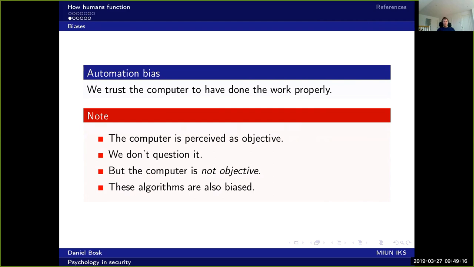So we don't question it because it works and it does its magic and it gives us a result which is correct in most situations. But the problem is the computer is not objective because these algorithms are biased. So they do things wrongly sometimes. And I mean, sometimes they have plain bugs that do things wrongly. But we have a bias towards trusting them. So this can cause a lot of problems, especially with automated decision making and things like that, because we don't question these. Although the computer's output might be very weird, we have a tendency to accept it because we think that we are probably wrong rather than the computer being wrong.